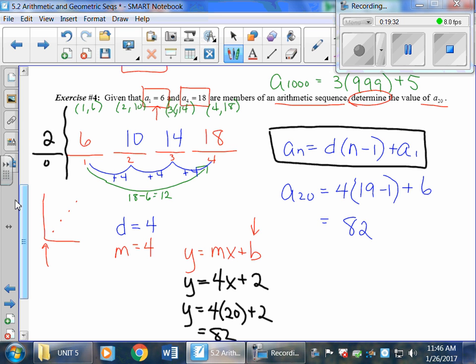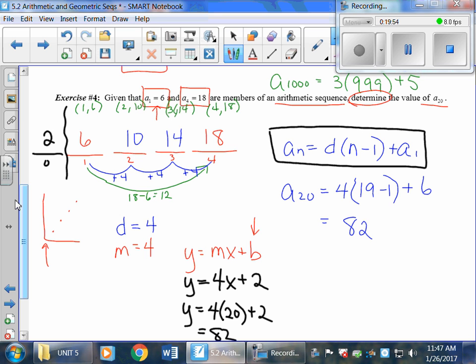So you can very easily put them on a piece of graph paper, determine where the y-intercept is, use your common difference of 4, and still figure out the 20th term. So when x is equal to 20, what happens to my y? And that's what we're looking for. So you could use a piece of graph paper to solve this as well.